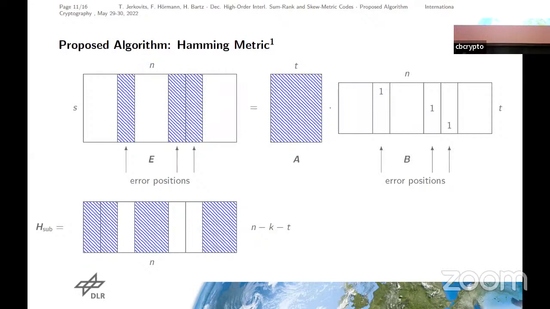If we proceed with our algorithm and extract H sub, the n minus k minus t last rows of the H matrix after we bring the syndrome matrix into row echelon form and multiply with this P matrix from the left, we get H sub. And then it's exactly zero at the error positions, so all-zero columns at the error positions. This already gives us the error positions, and it just remains to do erasure decoding for Hamming metric codes. So we are basically done.